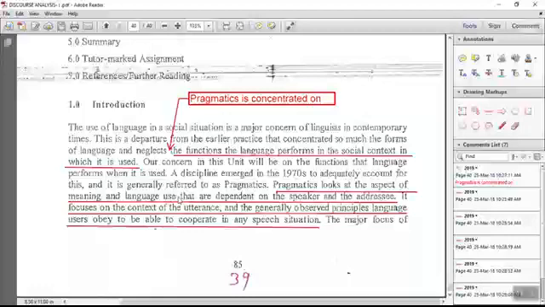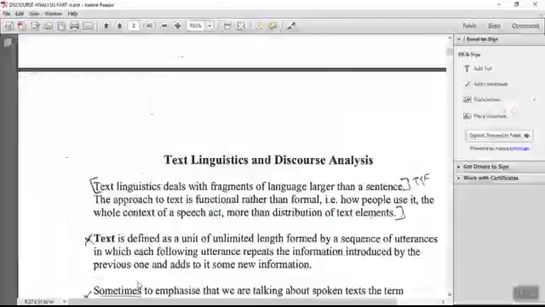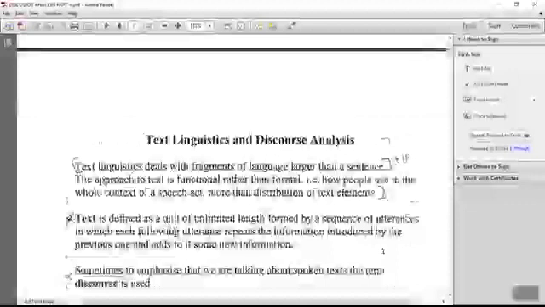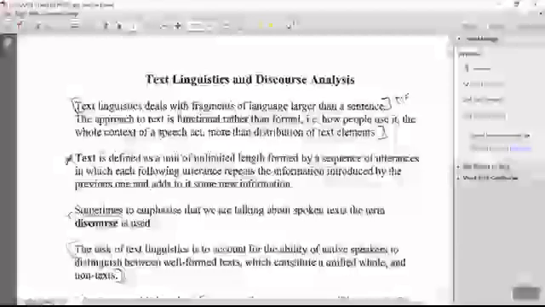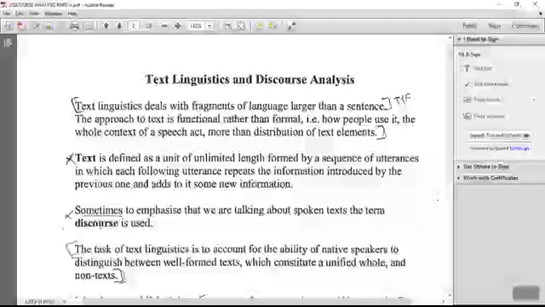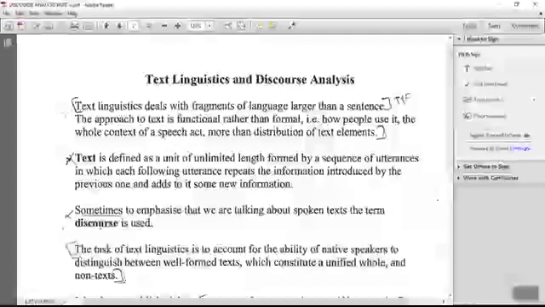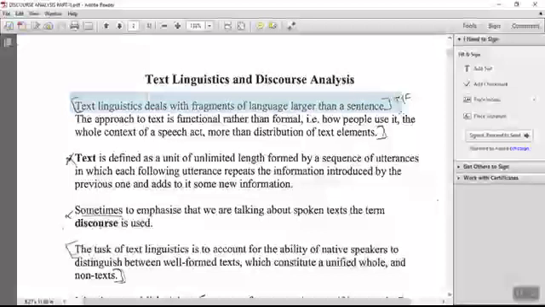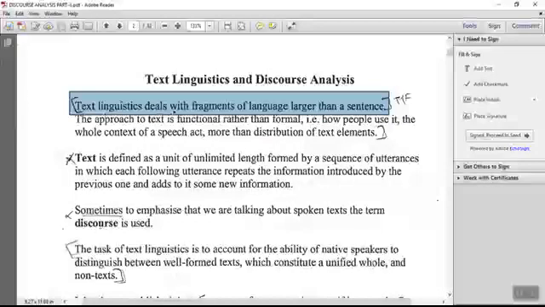this would be the end of part 1. Okay, and now I'll move to part 2. This is part 2 of the material. Now talking about, again, the same thing, text linguistics and discourse analysis. We'll give maybe more importance, more focus to text linguistics. Simple definition of text linguistics: it deals with fragments of language larger than a sentence.